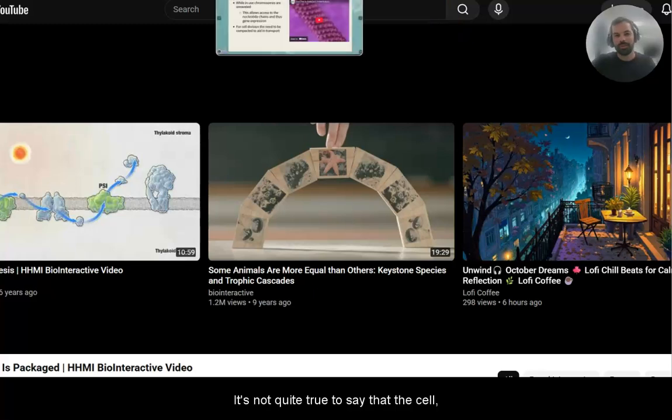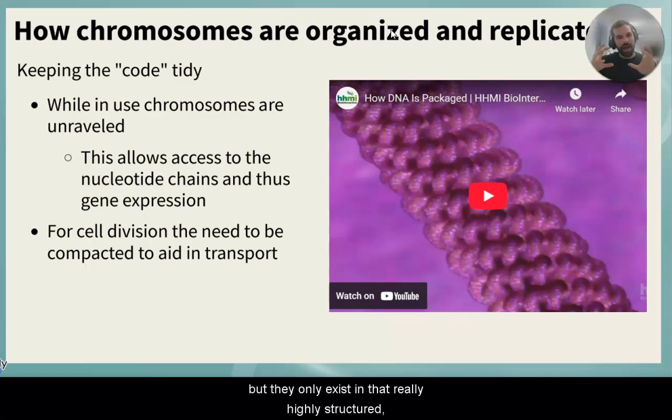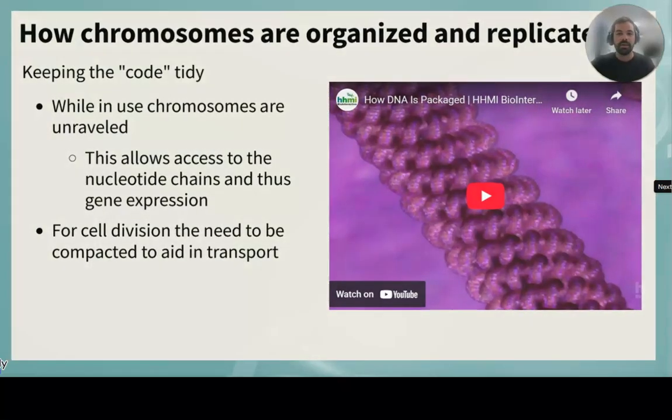So it's not quite true to say that the chromosomes don't exist when a cell is not dividing, but they only exist in that really highly structured, highly compacted state and duplicated state when a cell is getting ready to divide and is actively dividing. When it's done, it starts to unravel so that those genes can be expressed in the new cells.